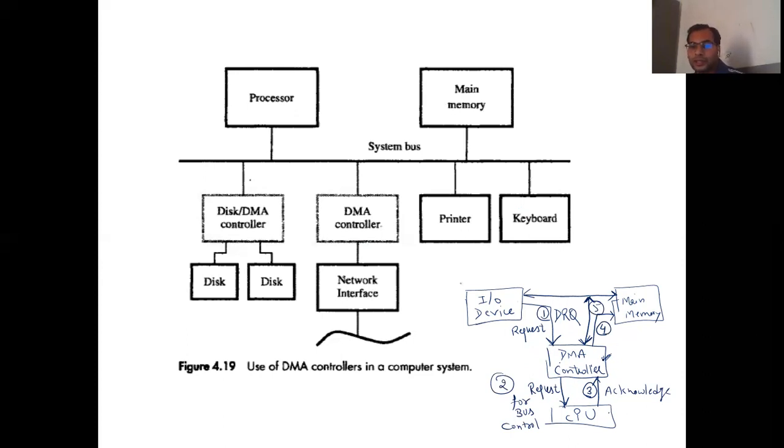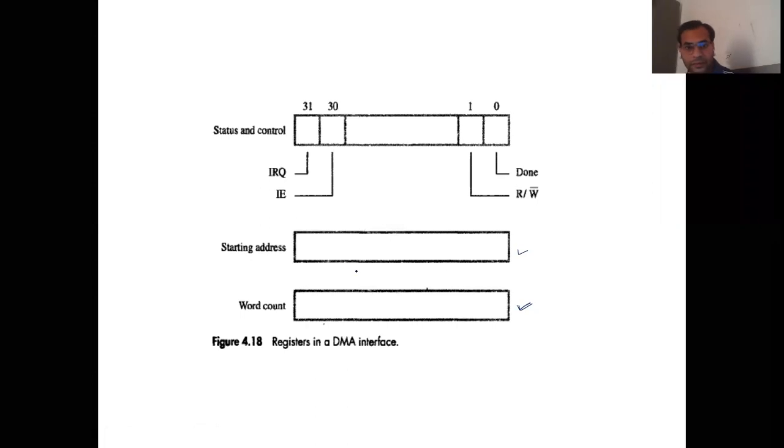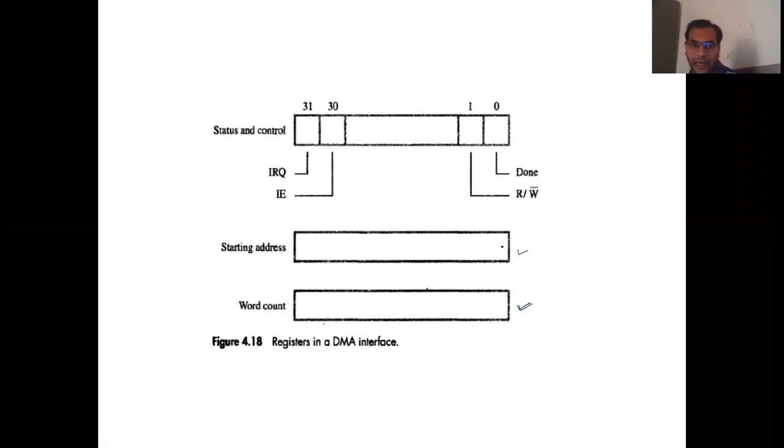So there should be something inside the DMA controller. There will be some kind of registers which a DMA controller will have. Let us see. These are the three main registers: one is the word count, one is the starting address, and another one is the status and control register.